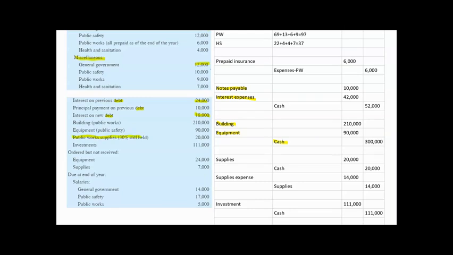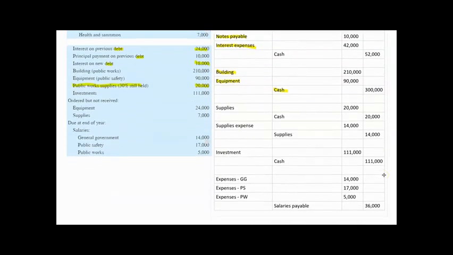The total payment is 20,000, but they have 30% still held. We're going to have two journal entries to take care of those supplies. The first is to recognize the initial payment of all the supplies, 20,000. So we debit supplies, credit cash, 20,000. This is the beginning balance of supplies.